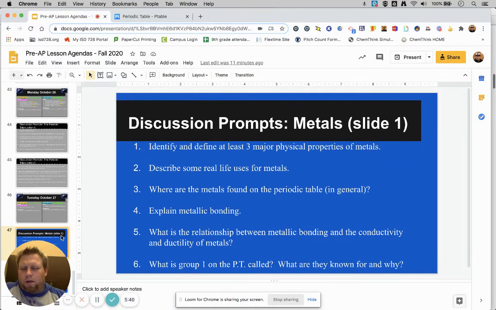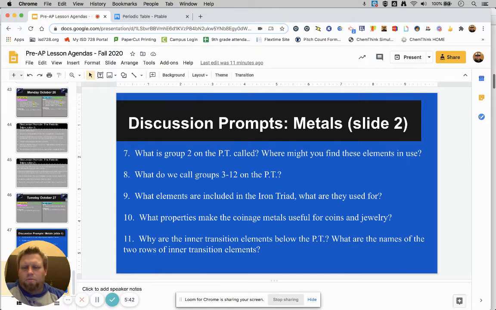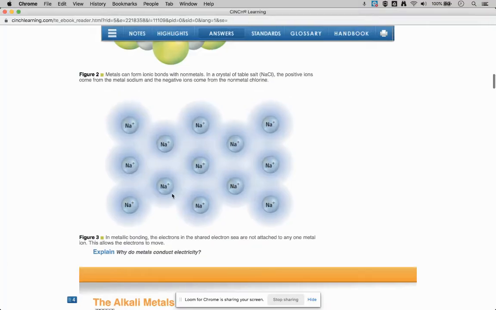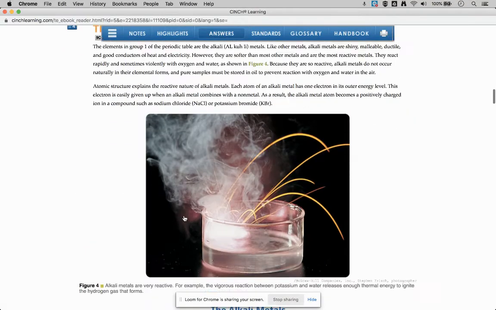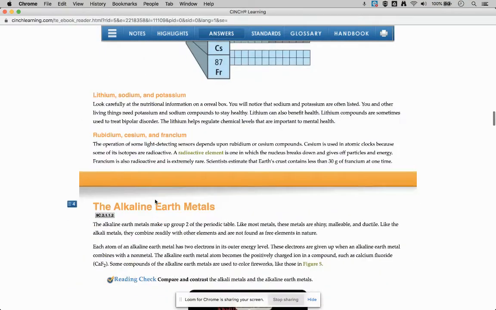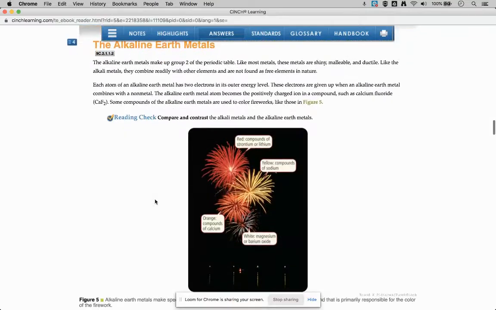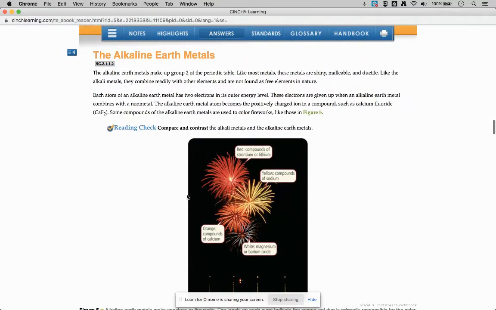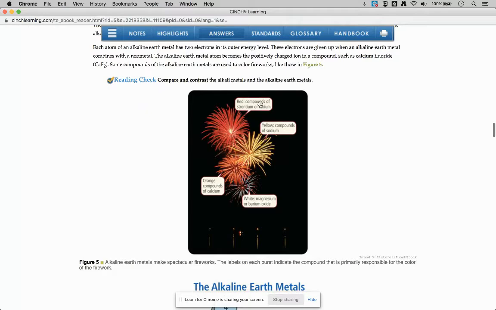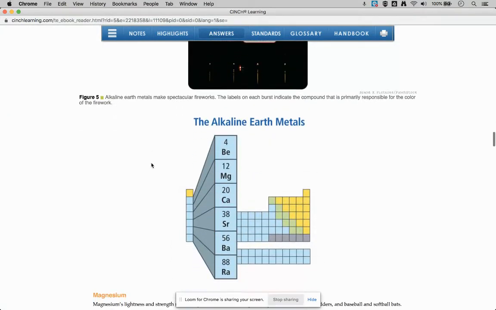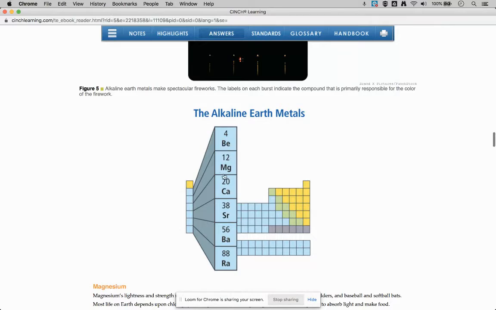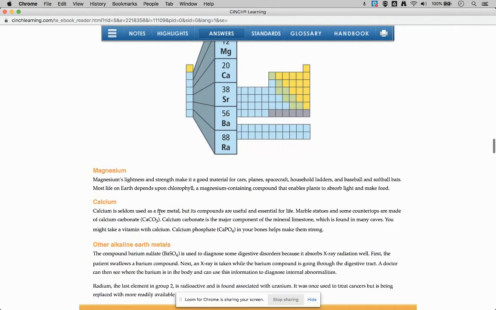All right, well, let's go ahead and go to slide 2 here. Number 7 said, what is group 2 on the periodic table called, and where might you find these elements in use? So group 2 is going to be the alkaline earth metals. And I'm going to go to Cinch here to kind of show you where the alkaline earth metals are and what they're used for. So this is the section on alkaline earth metals. You can see that one of their major uses is fireworks, actually. And they're in group 2 on the periodic table. So these are your alkaline earth metals right there.